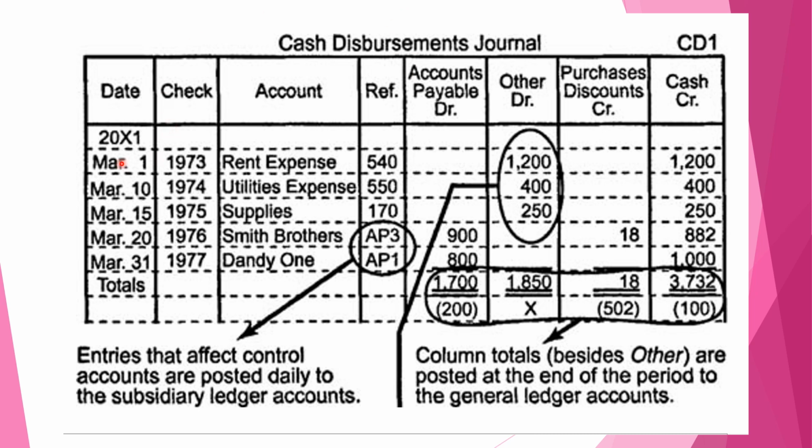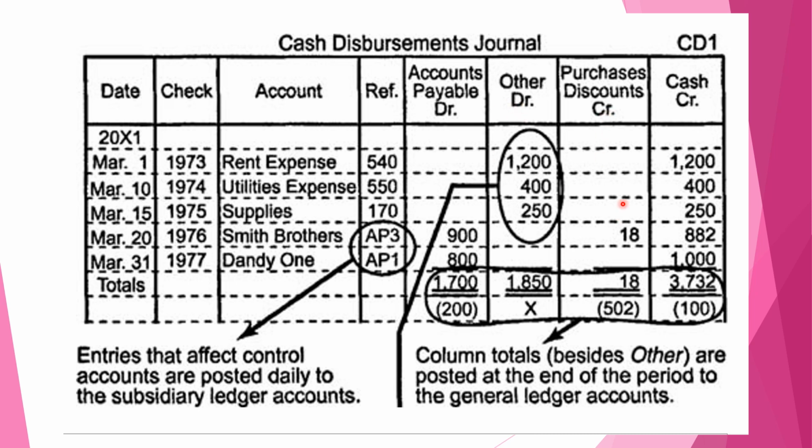For example, on March 1, you paid 1,200 pesos in cash for the rent. On March 10, you paid 400 pesos for the utilities. Utilities could be water or electricity. And for the supplies, it could be office supplies, so you purchased office supplies. Then Smith Brothers and Dandy One: you paid your accounts payable worth 900 pesos and 800 pesos.